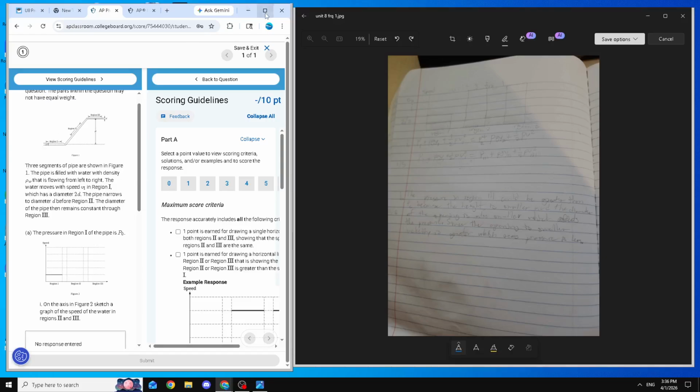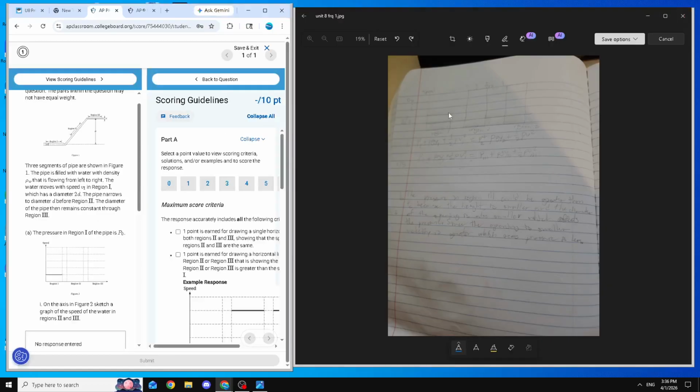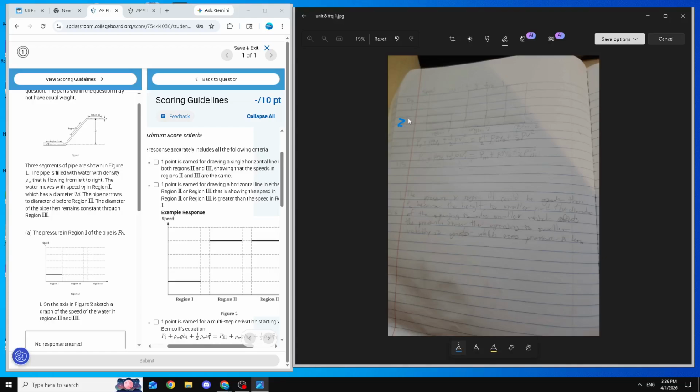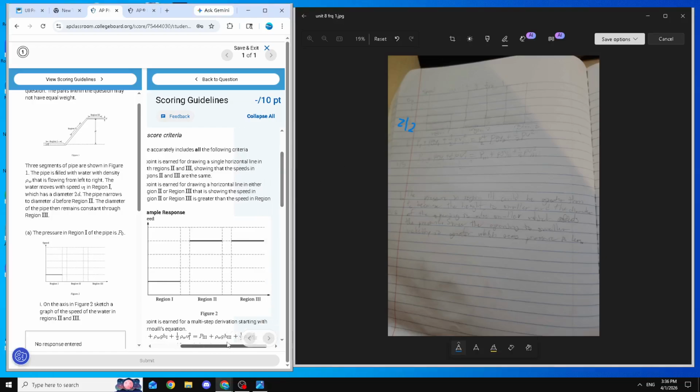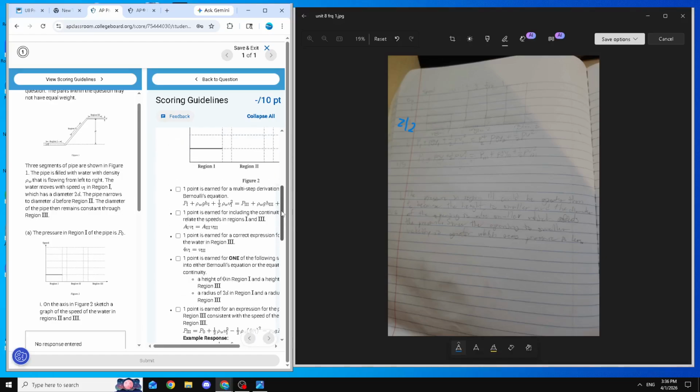Here it shows region 1 is 2D and regions 2 and 3 are the same and they're both only D, which is why, since it has a smaller diameter, the speed at that space is larger. That's why I drew regions 2 and 3 higher, and they're both the same because they're the same diameter. So I got 2 points: 1 point for drawing a single horizontal line in both regions 2 and 3, and they're the same. And I got another point because they're both bigger.